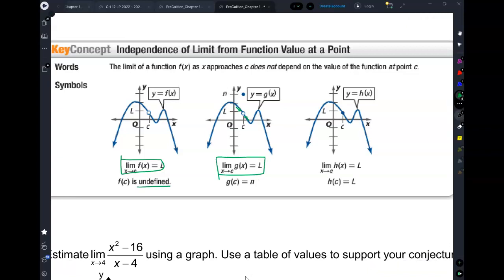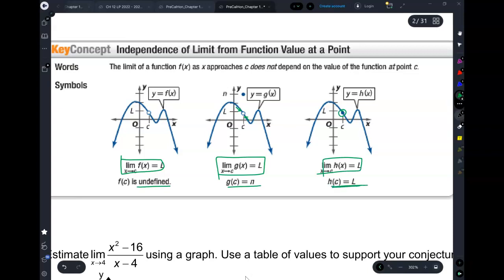This is g of x now. g of c, however, there's a hole here, but there's a point there. g of c is not undefined. It's actually another value of n. Not L, but another y value of n. Does that change the fact that there is a limit of L? Not at all. Finally, in the last one, the limit is clearly L, and what's f of c?